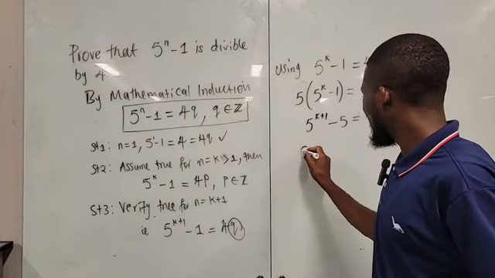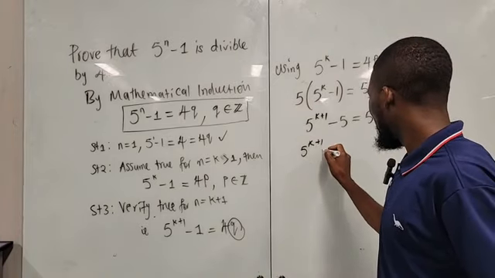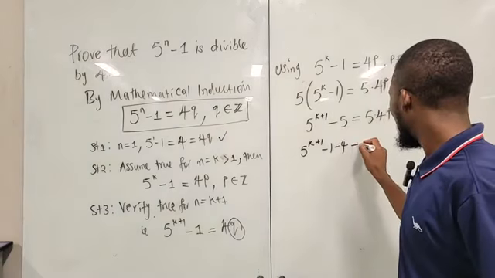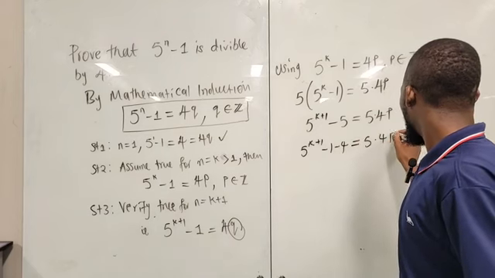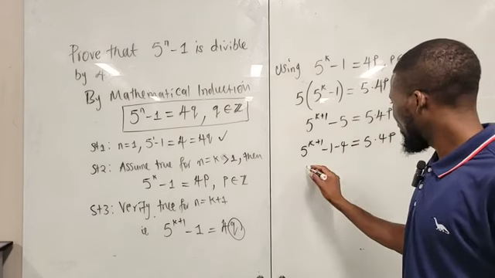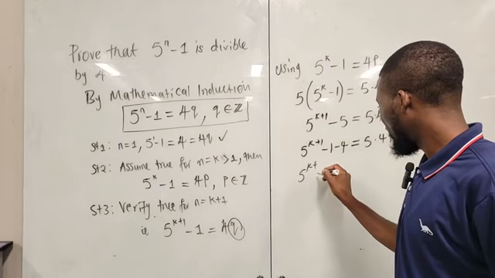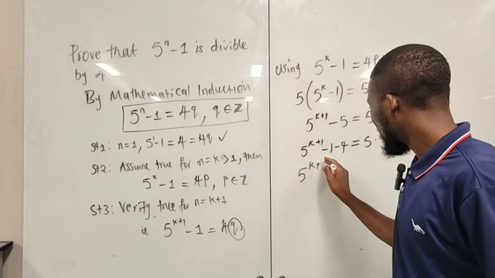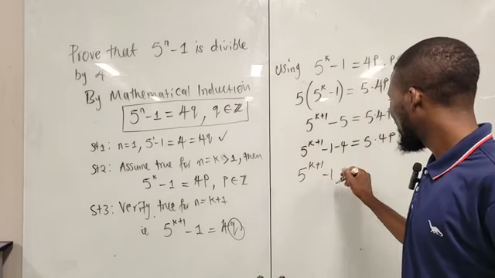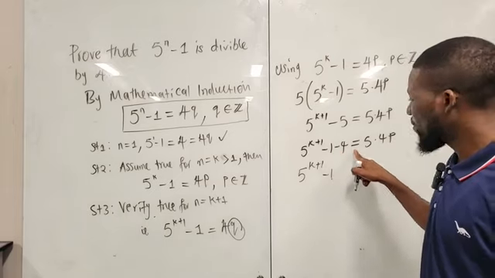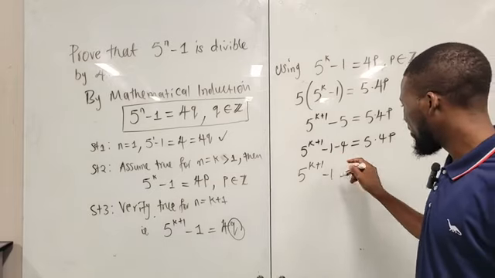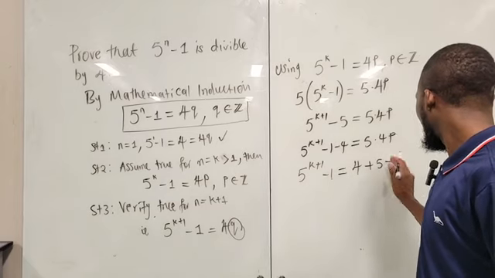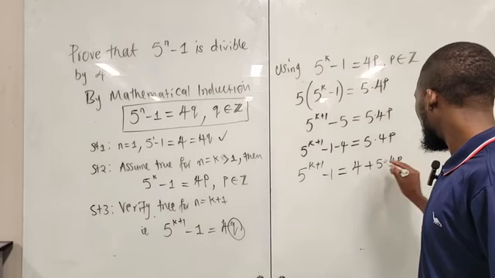So what is this? This is just 5 to the power k plus 1 minus 1 minus 4. Where there is negative 5, I write minus 1 minus 4. And this is equal to 5 multiplied by 4p. Okay, so this is 5 multiplied by 5 to the power k plus 1, then minus 1. I add 4 both sides. So if I add 4, this is 0. And this is 4 plus 5 multiplied by 4p.